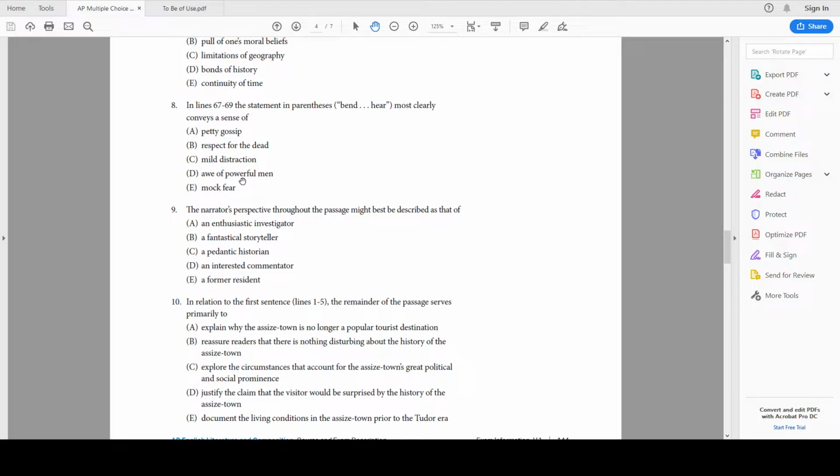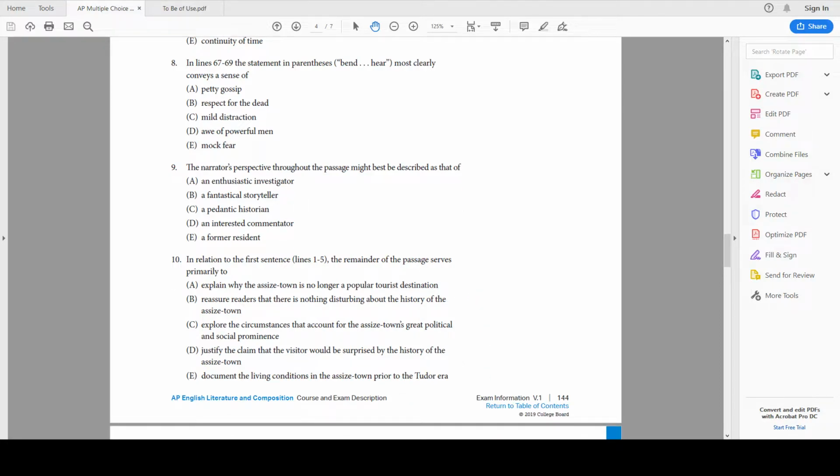The powerful men is right, but this is not about awe. It's actually about diminishing awe, lessening awe, which leads us to the correct answer E, that this is about mock fear. Because the town is changing, you no longer fear people like the Baron. So the context of the rest of the sentence was so necessary to understand why E is the right answer.